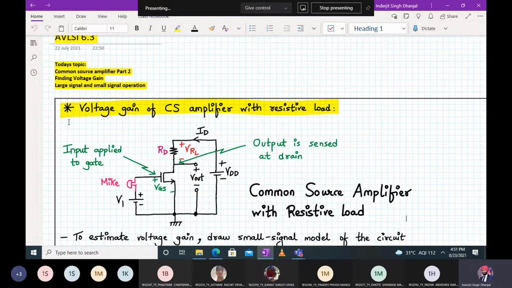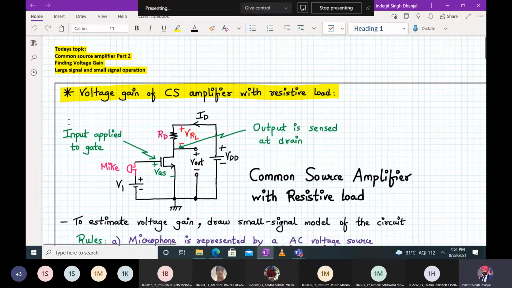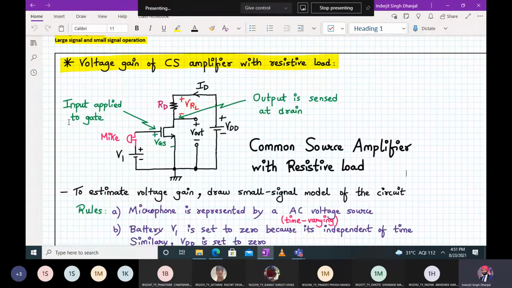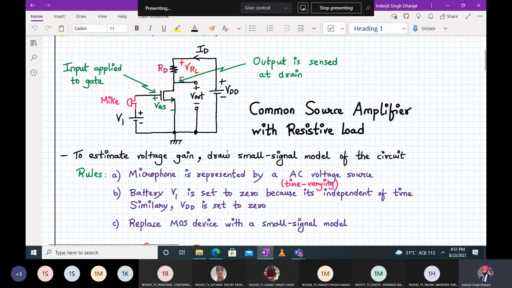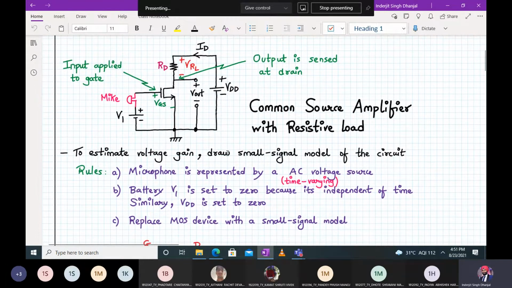Okay, so let's get to the business and find out the voltage gain expression of a common source amplifier with resistive load. Now in the last session we gave a tag to this circuit: that this is a common source amplifier with a resistive load. We have already discussed this, and right now we are more interested in finding the voltage gain. So to estimate the voltage gain, we have to draw the small signal model of the circuit.